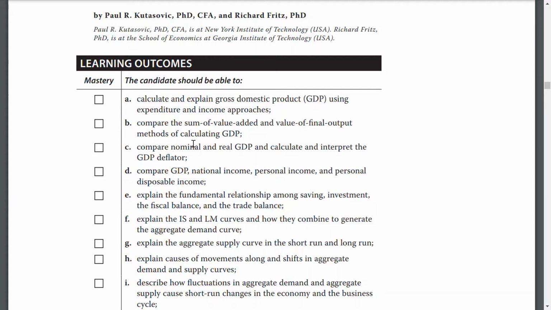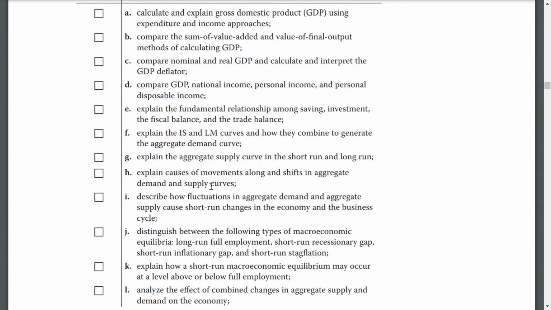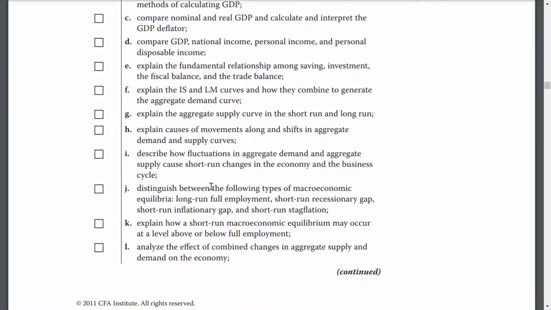Compare nominal and real GDP and calculate and interpret the GDP deflator. Compare GDP, national income, and personal disposable income. Explain the fundamental relationship between savings, investments, the fiscal balance, and the trade balance. Explain the IS and LM curves and how they combine to generate the aggregate demand curve.